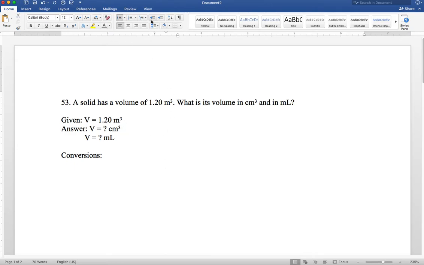You might know that there are 100 centimeters in 1 meter. But if you use that as your conversion, you will not get the right answer, and here's why. A cubic centimeter and a linear centimeter don't have the same conversion to a meter.